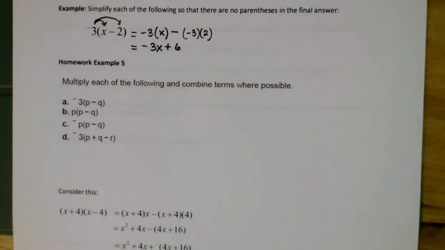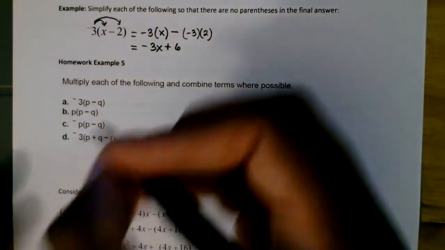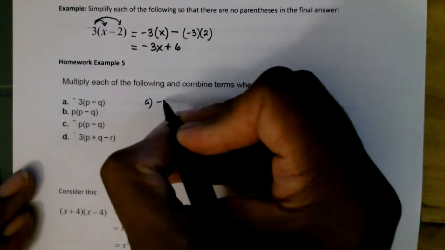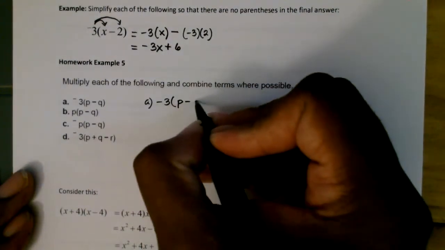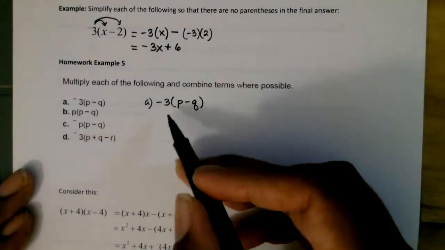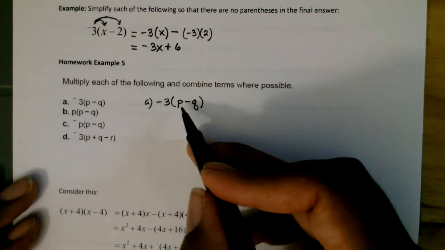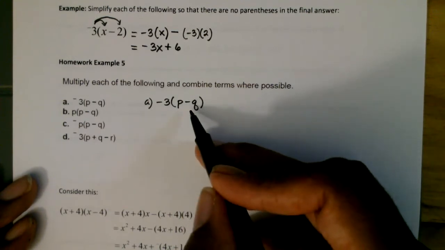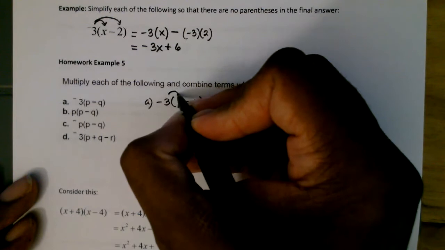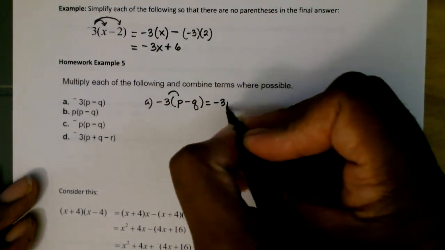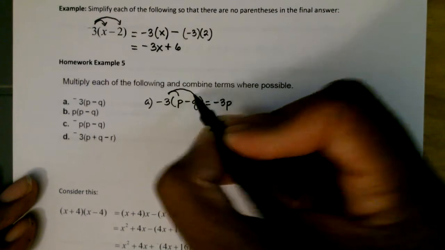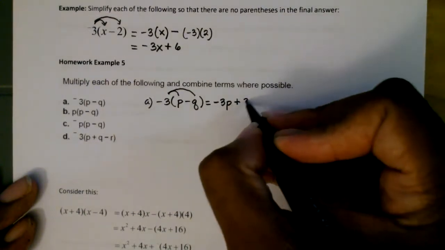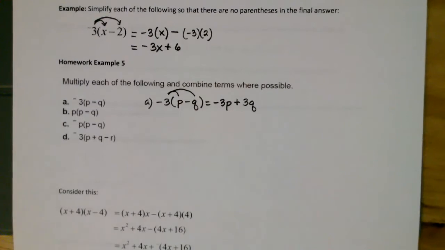Okay. Now in the homework example, we're going to multiply each of the following and combine terms wherever possible. So in part A, I got -3 on the outside times p minus q. So a negative, what it's going to do here is change the sign of every term inside the parentheses to the opposite. So if I do -3 times p, that's -3p. And the negative 3 times minus q would be a plus 3q. So I end up with -3p plus 3q.